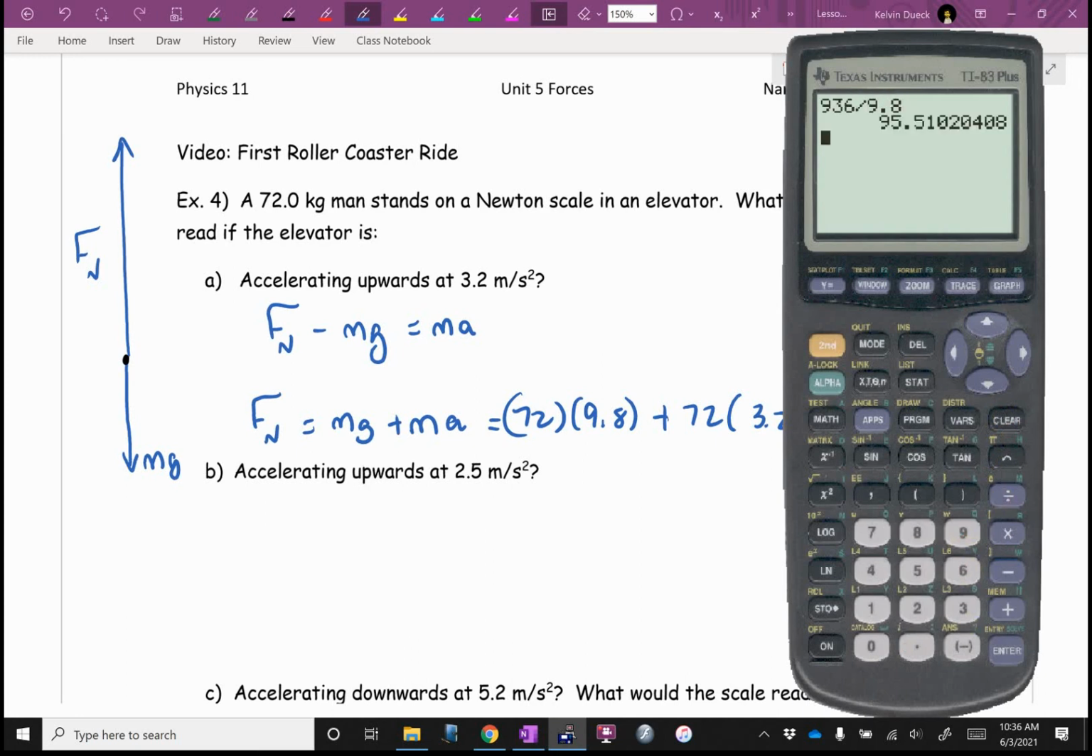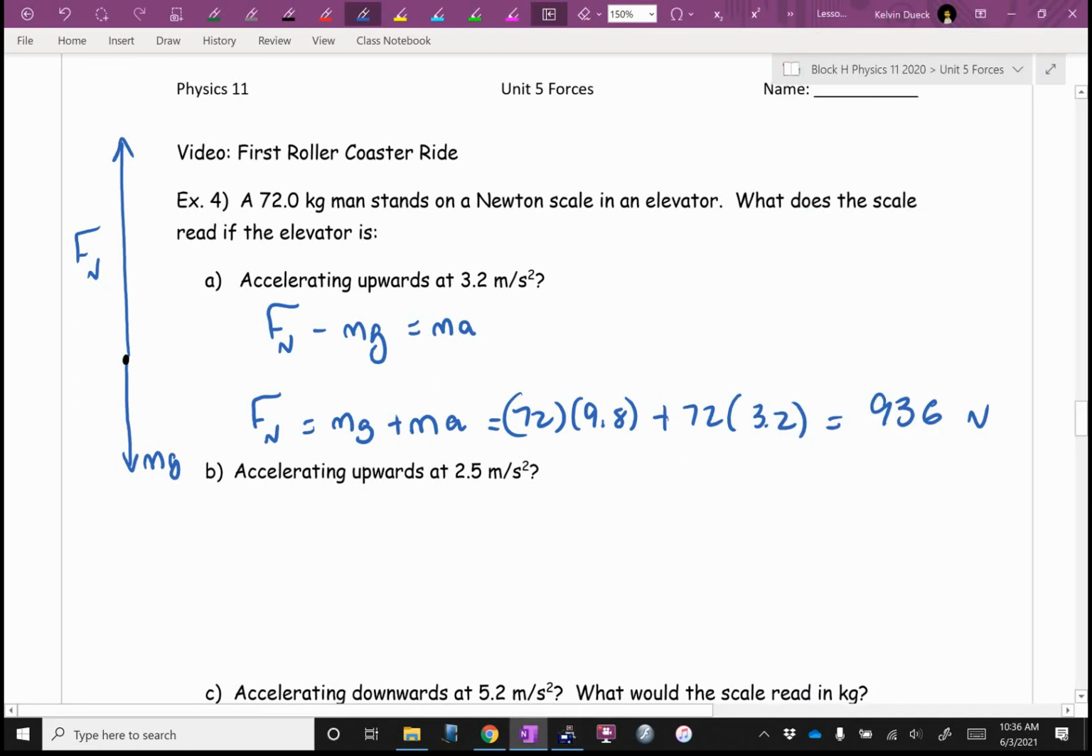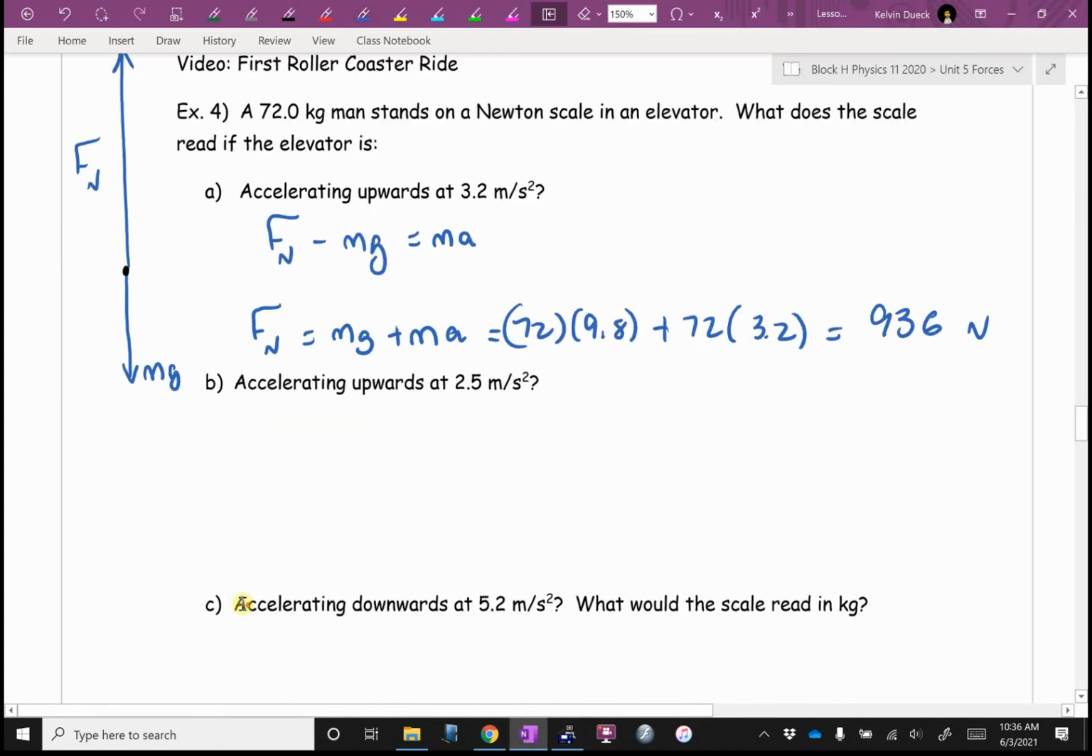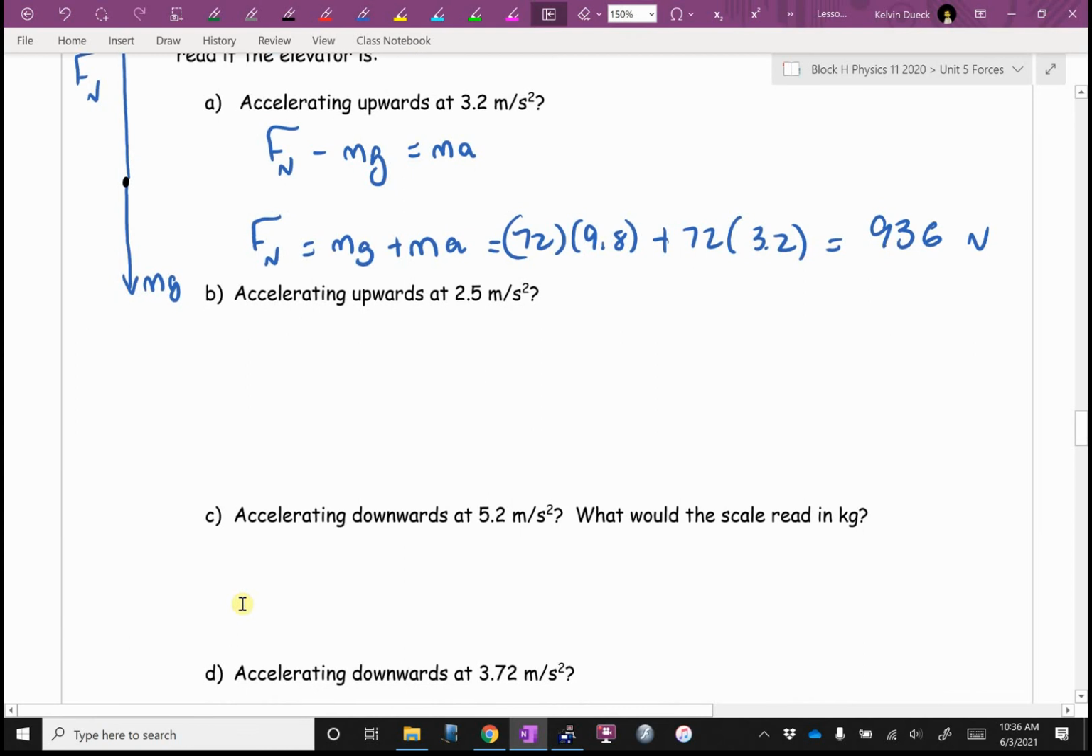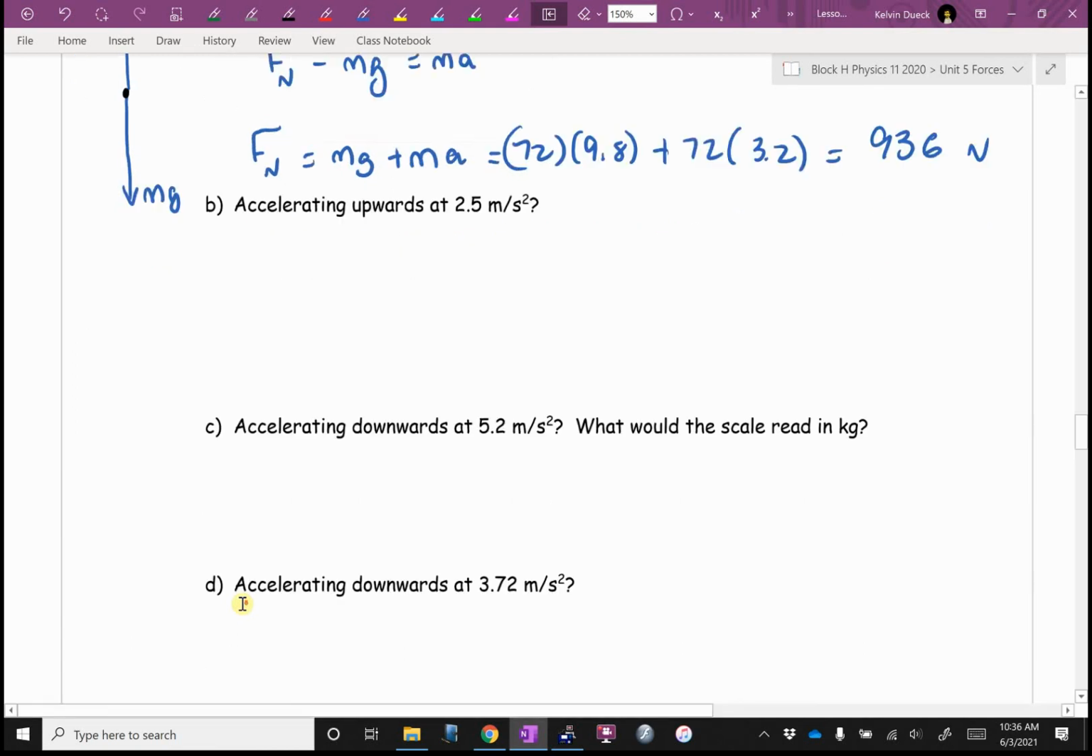If they were standing on a kilogram scale, the scale would say that their mass was 95.5 kilograms. It's not, but that's what they feel their mass is right then. Okay? Is that all right? B is the same question as A. I'm going to leave it. If you want to try it on your own, you can, but it's also accelerating upwards.